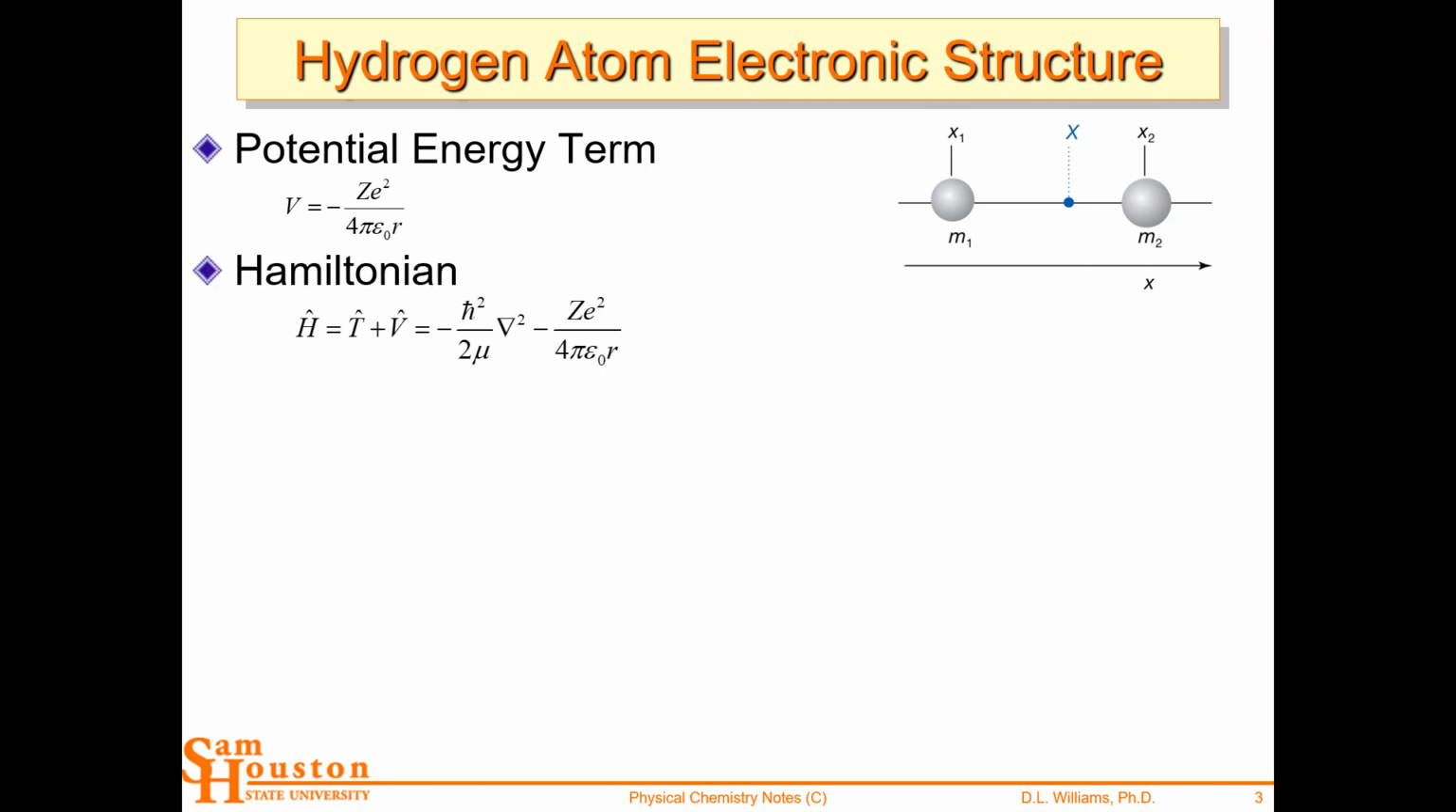Then there's the Hamiltonian piece, and we see that V term is the potential energy. Then you have the kinetic energy term. And so this is the kinetic energy term that we were familiar with from the particle in a box. And then this is the potential energy term. So that's the full Hamiltonian minus h bar squared over 2 mu.